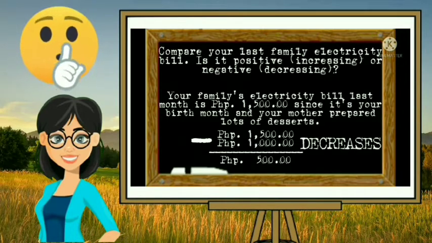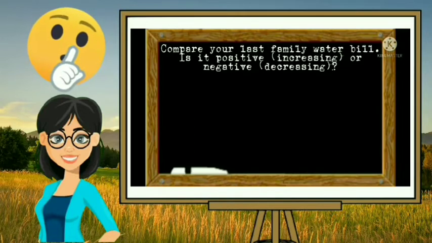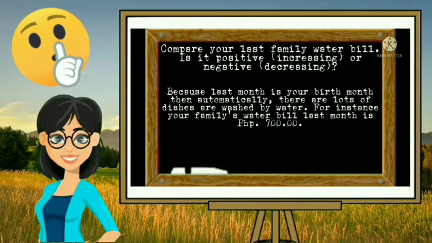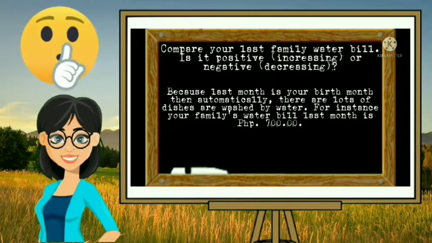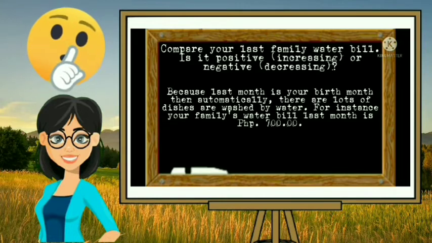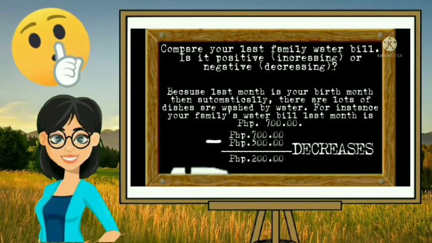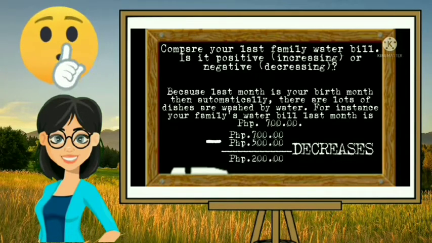Next, compare your last family water bill. And again, is it positive increasing or negative decreasing? Well, because last month is your birth month, then automatically there are lots of dishes washed by water. For instance, your family's water bill last month is 700. Therefore, it decreases 200 this month, since again there are no events yet.